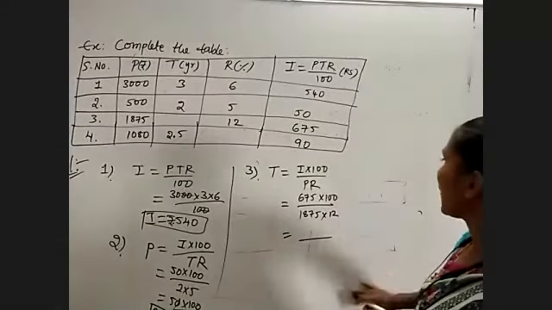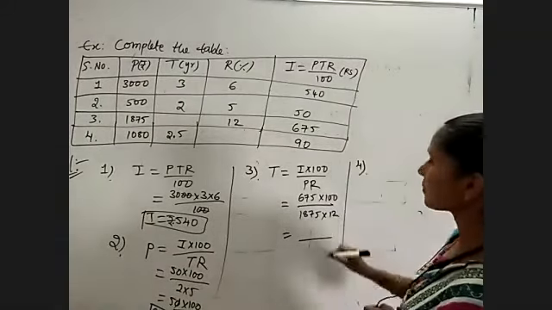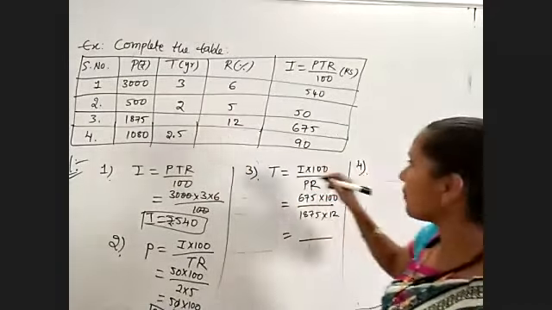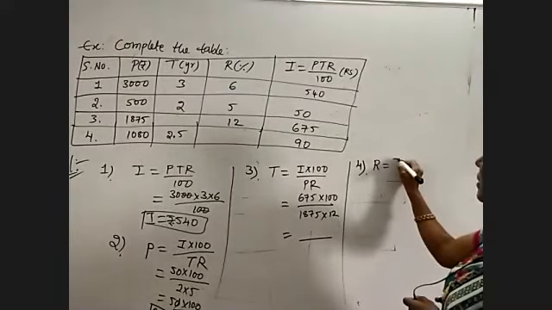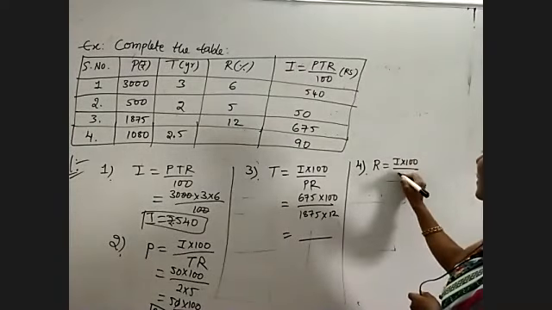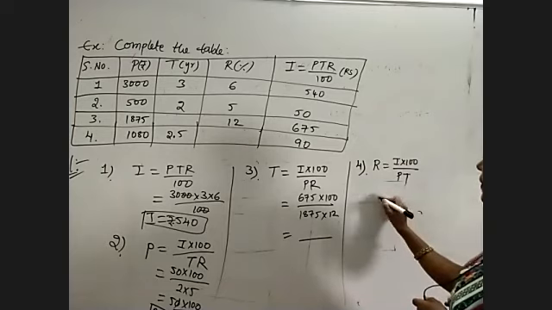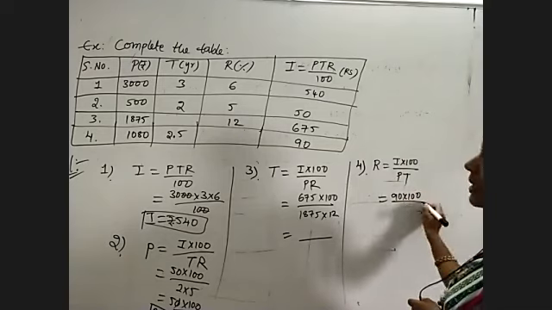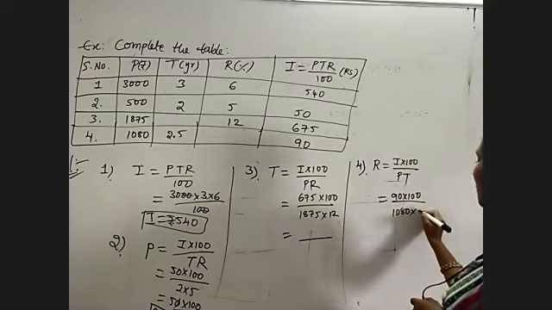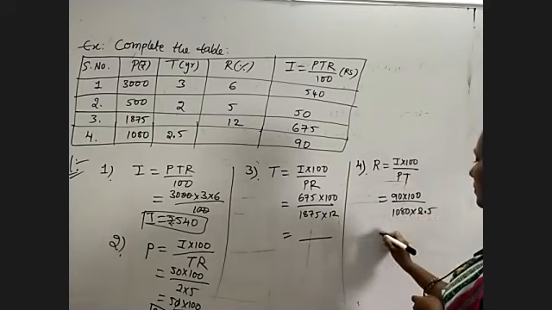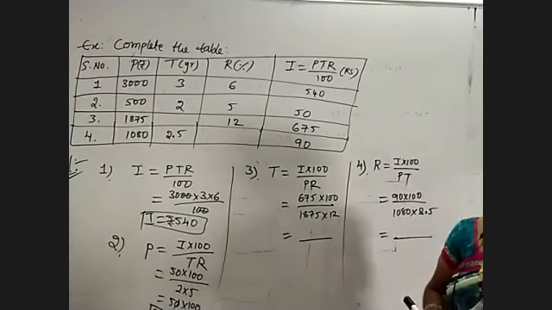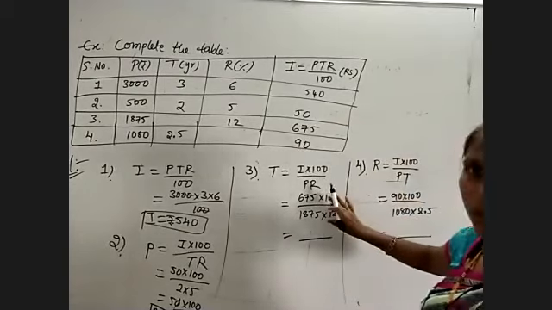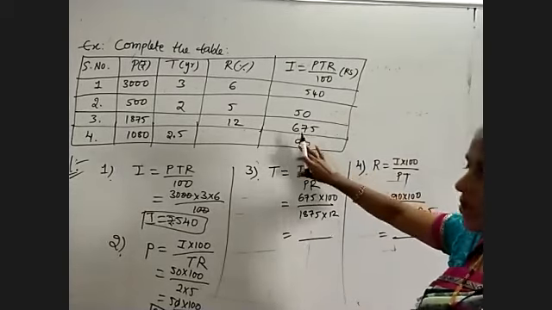Write down that. And coming to the fourth problem, P given, T given, R not given. So write the formula for R. R is equal to I into 100 by PT. So substitute all the given values. I is 90 into 100 divided by P is 1080 into 2.5. So by simplifying, we will get some answers here. That's all. Okay. So try to do these two problems yourself. So do the calculations, you will get some values and write this.